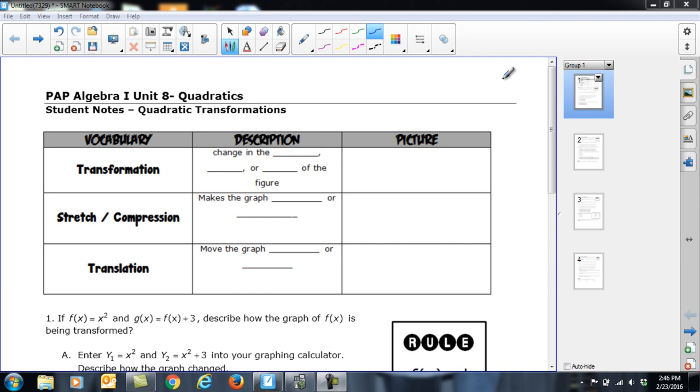So we're going to talk about transformations. Your notes for this are 2 pages front and back. We're going to do the first page front and back today. We'll do the second page front and back tomorrow. And so here we go.